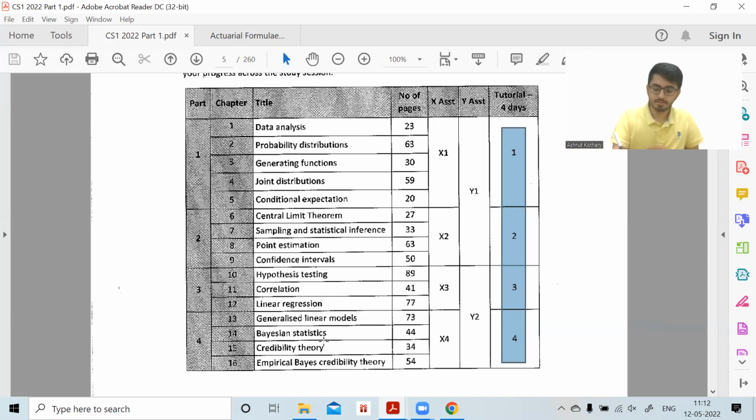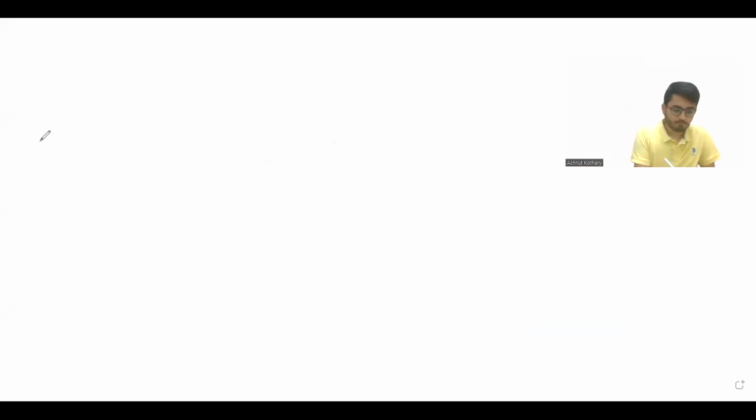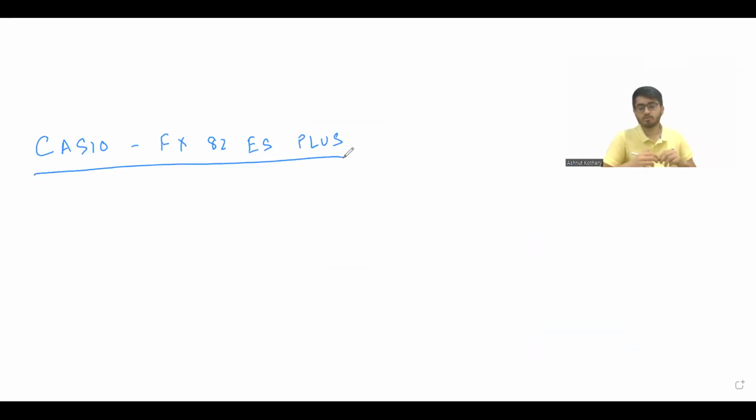Another thing, for those who are preparing for the first actuarial paper, the calculator which you would be requiring is, let me just write the model name on the screen itself. This is the calculator which would be recommended to be used. It's basically Casio FX82 ES Plus. You can order it online. It should be available on Amazon or Flipkart or any local shop. Again, alternative calculators are allowed.